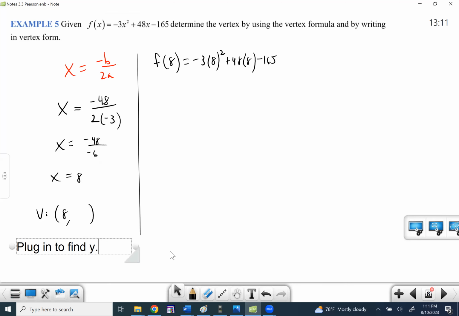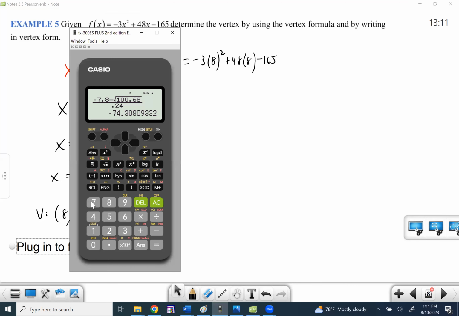Okay. I'm just going to pull out my calculator. This seems like some heavy number crunching. So let's see here, negative 3 times 8 squared plus 48 times 8 minus 165. So 27.